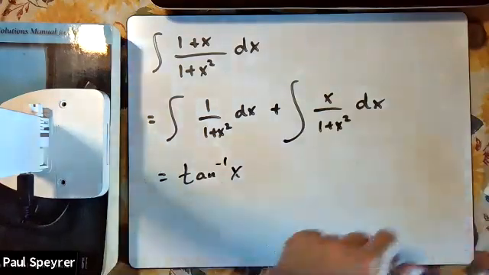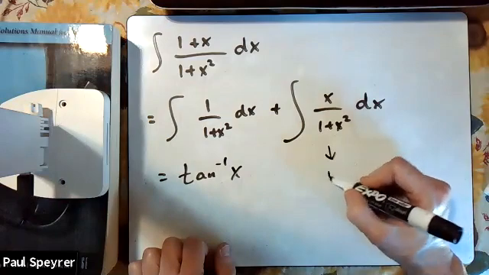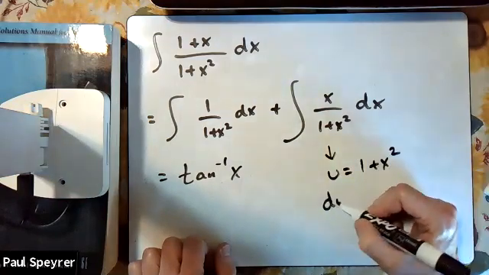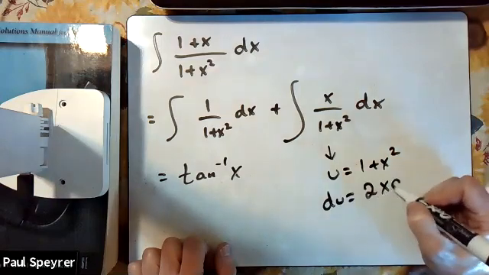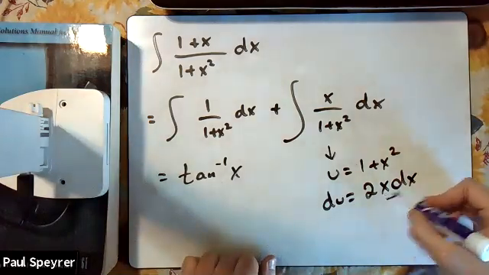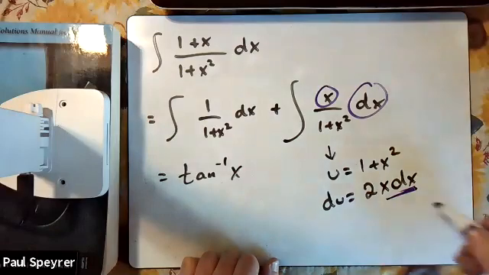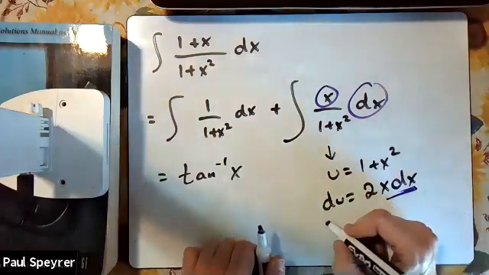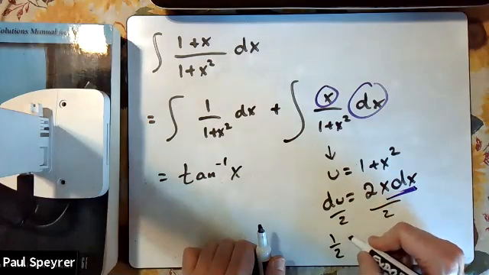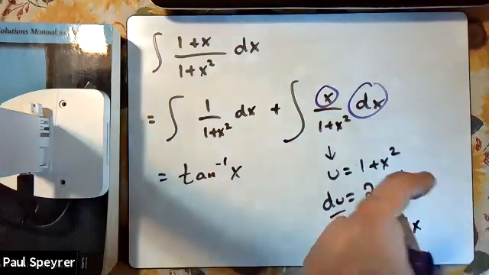What about this one right here? Well, we can let u equal 1 plus x squared. Why? Because what's du? That's going to be 2x dx. Well, x dx, that's what we needed, right? We just need to move the 2 to the other side. So now you have 1/2 du equals x dx.